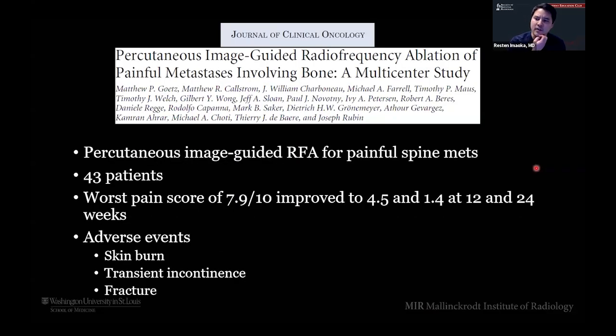So when we talk about the start of RFA for bone mets, we have to go back to this study, which was a really important study back in 2004, primarily out of Mayo. Here they had 43 patients with ablated lesions in the spine, and they saw that these patients initially had a pain score of 7.9 out of 10, and that improved to 4.5 and even down to 1.4 at 12 and 24 weeks.